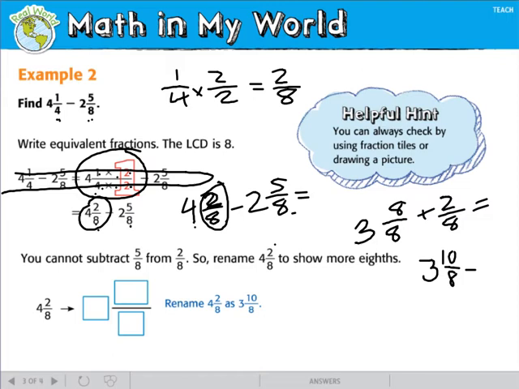Okay. So now we have 3 and 10/8. See, we fixed our problem now. Because now when I put 3 and 10/8 minus 2 and 5/8, I can actually do it. 3 minus 2 is 1. 10 minus 5 is 5. 1 and 5/8.